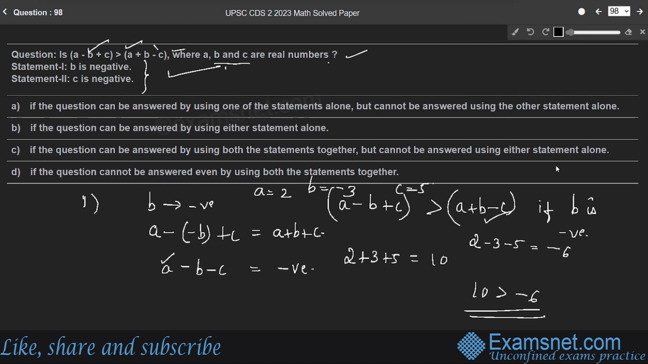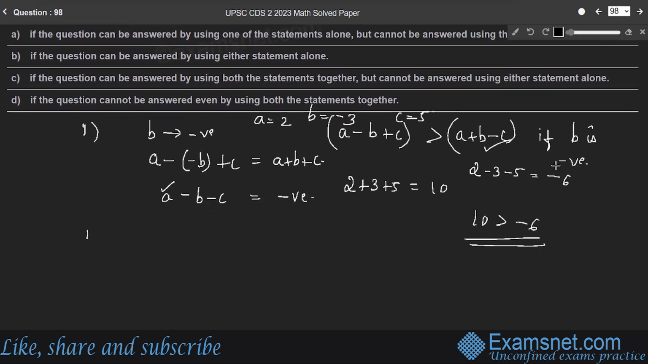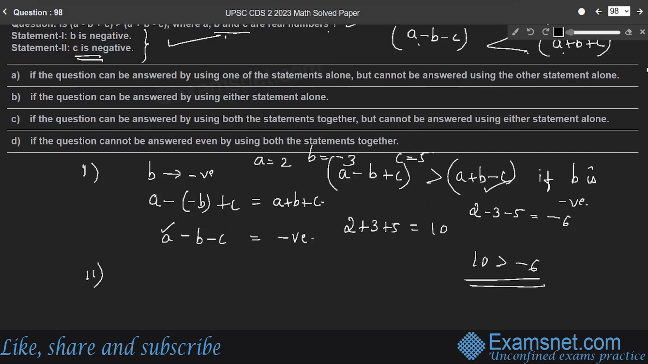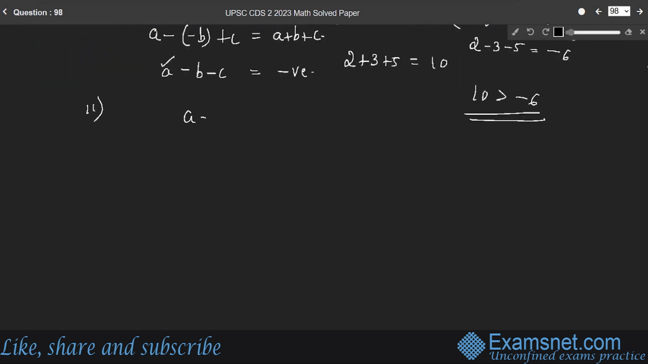So considering the second statement, can we prove the second statement also? The first statement is enough, right? When C is negative, can we prove that? So the given relation becomes A minus B minus C, right? And the other side becomes, when C is negative, A plus B plus C, right? So we have to add all the values, so this will be less than the other side. So you can take this relation by taking A as 2, B as 3, C as a negative value, let it be minus 5, right?